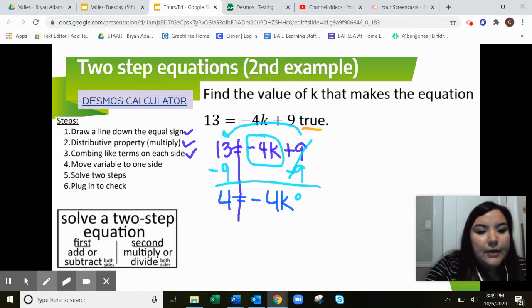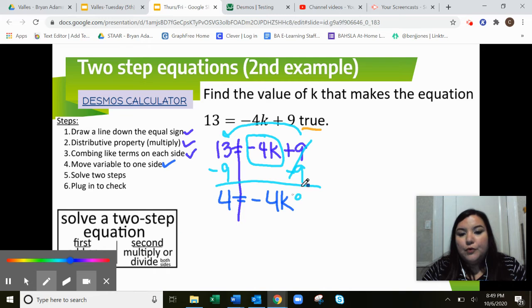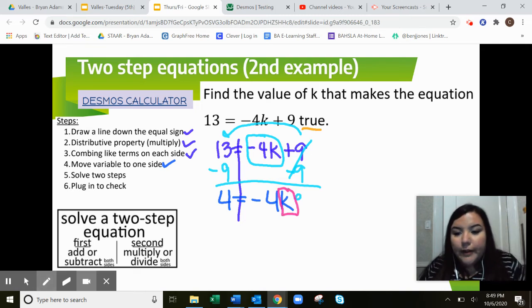All right, so I went ahead and moved the variable to one side. Then it says to solve in 2 steps. So my first step in this 2-step equation was to move the 9 over. My next step is to now get that k by itself. So what is in the way of the k? Well, it's that negative 4 in front of the k, or what we call the coefficient. It's the coefficient of k, or the number in front of the k.